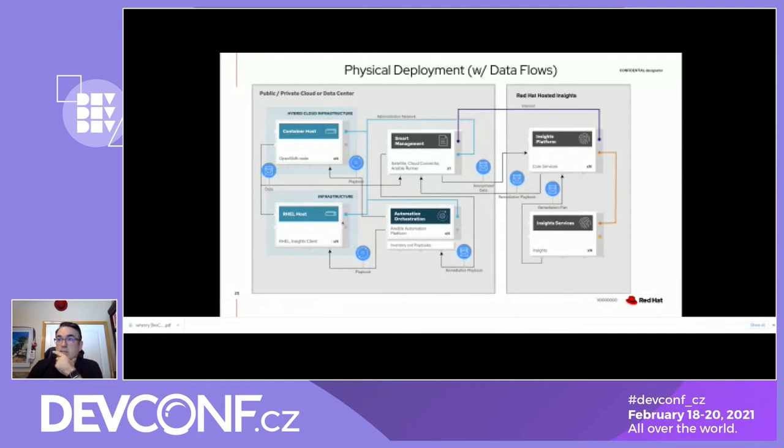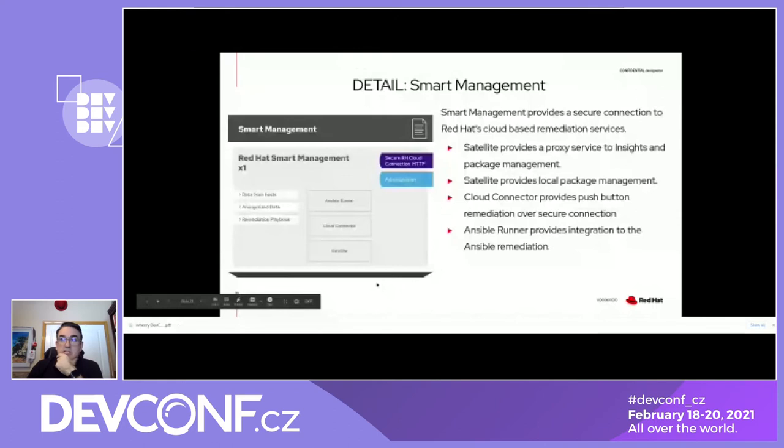And you can load them down here. Here we're showing that there's three processes running on this node: Ansible Runner, Cloud Connector, and Satellite. And here is information coming in from the hosts, anonymized data going out, remediation playbooks coming in. There's only one of these running. So we provide some information around the different nodes, okay?